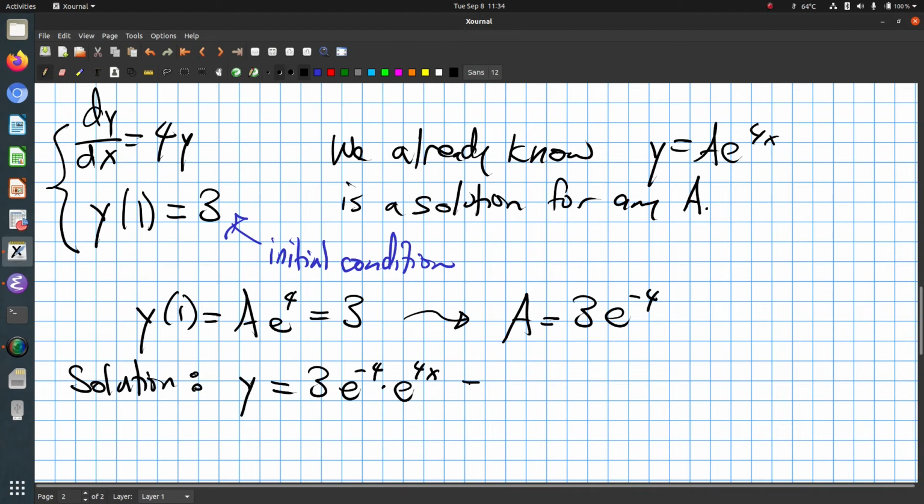You might want to rewrite this a little bit. No harm in so doing. Or maybe even like this. Any of these are acceptable expressions of the solution. But now there's only one solution.